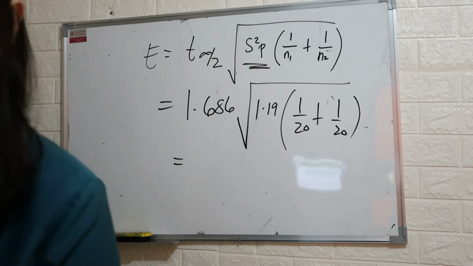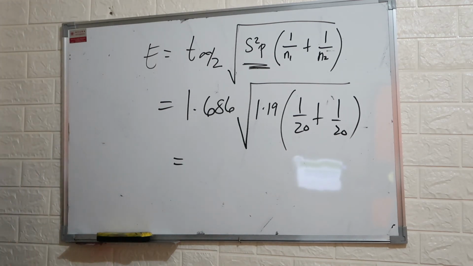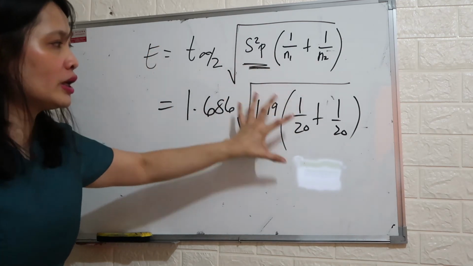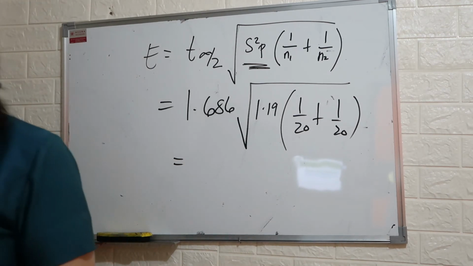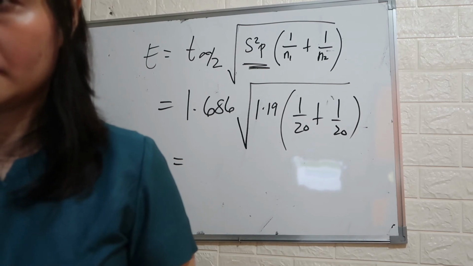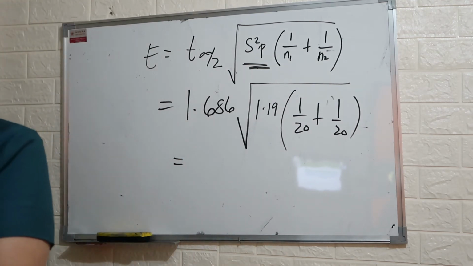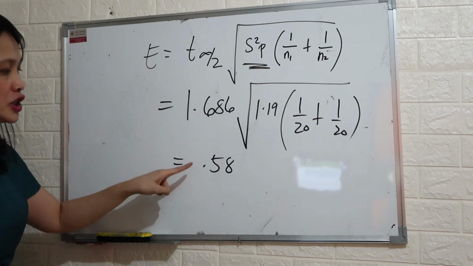We need the margin of error to determine the interval. So what will be your margin of error? What's the answer? Can you please answer that one? Anyone? Miss 0.58. Okay, very good. So that is 0.58. So your margin of error is 0.58.